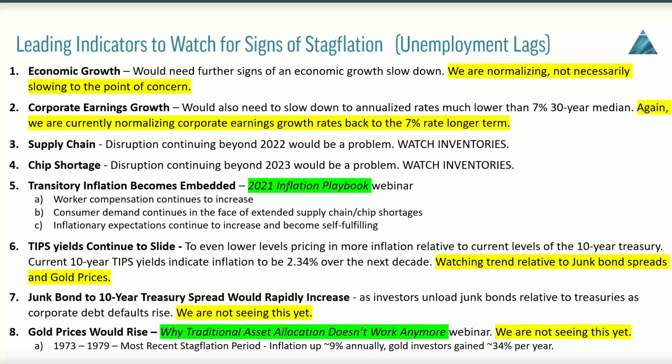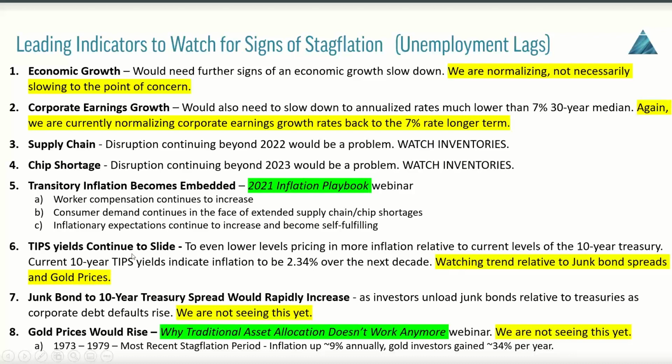The point number 6, TIPS yields continuing to slide, right? If we were going to go into some sort of stagflation event and pricing for stagflation, we would see these TIPS yields go down even more. And this would obviously be relative to that 10-year Treasury. So again, current 10-year TIPS yields indicate inflation to be about 2.34% over the next decade. And you want to watch this trend relative to junk bond spreads and gold prices. So I've got that highlighted here in yellow for you.